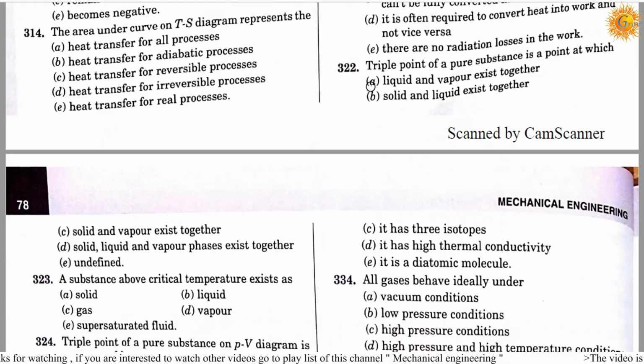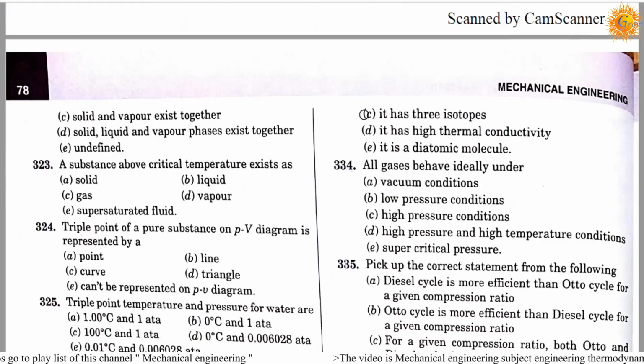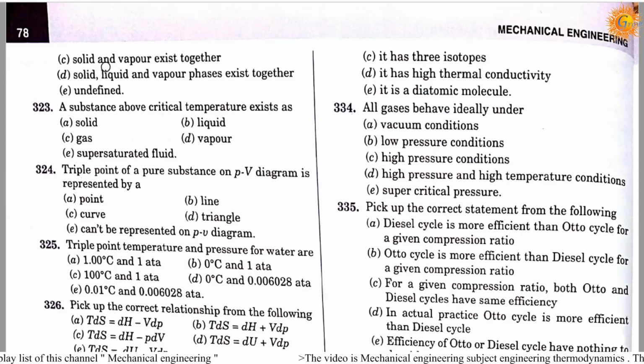Question number 322. Triple point of a pure substance is a point at which: option A, liquid and vapor exist together; option B, solid and liquid exist together; option C, solid and vapor exist together; option D, solid, liquid and vapor phases exist together; option E, undefined. So the correct answer is D.